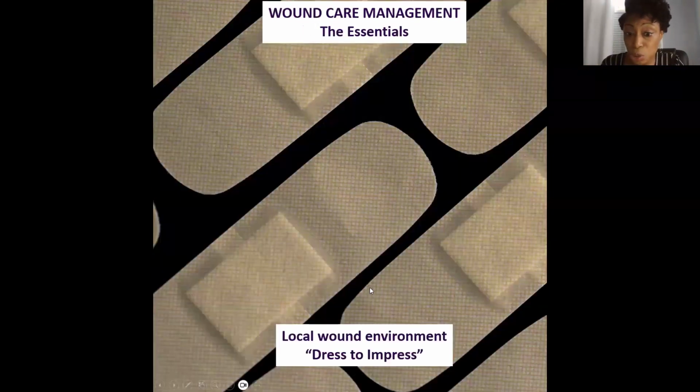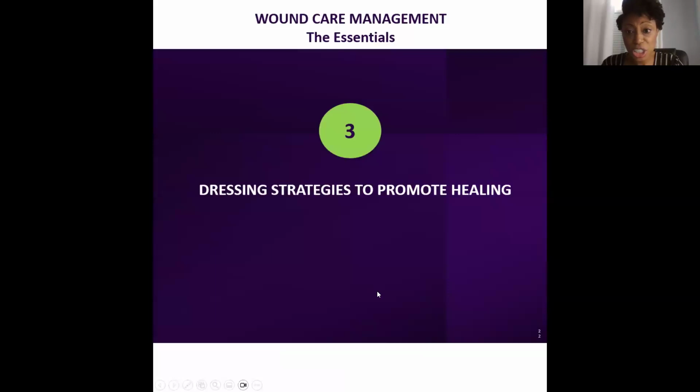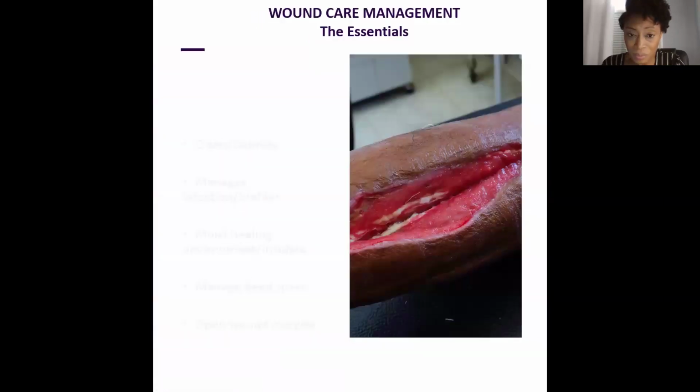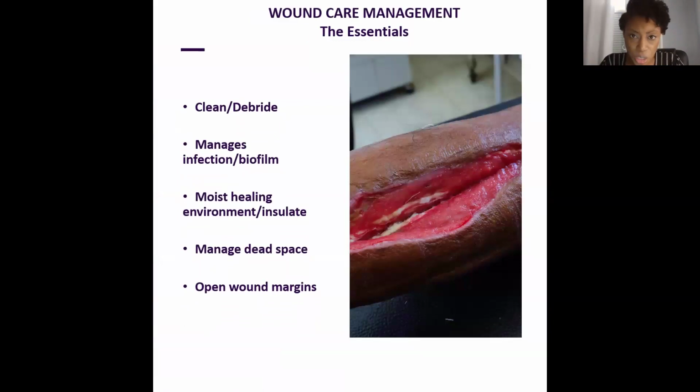So we're going to talk about the local wound environment and strategies to promote wound healing. And so what do we need in wound care? We already know that there are intrinsic factors with a patient that we can't necessarily control, such as age or perhaps medications that they're on, but we can control how we treat the wound. So the essentials include cleaning and debriding, managing infection and or biofilm, maintaining a moist healing environment and providing insulation to a wound, managing dead space, and maintaining open wound margins.